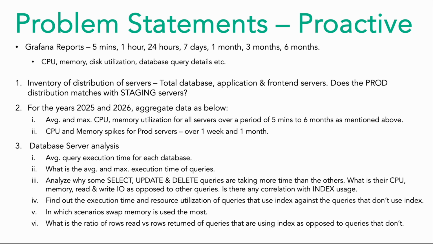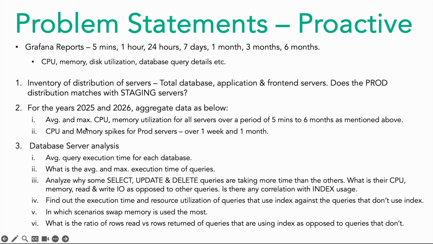Once that is done, we have problem statement number 2, wherein for the years 2025 and 2026 you'll have to aggregate the data as per sub points 1 and 2 in question 2. These are needed for the Grafana databases, and it wants you to find out the average and max CPU and memory utilization for all servers over a period of 5 minutes to 6 months as mentioned above. So your time periods should be 5 minutes, then 1 hour, then 24 hours.